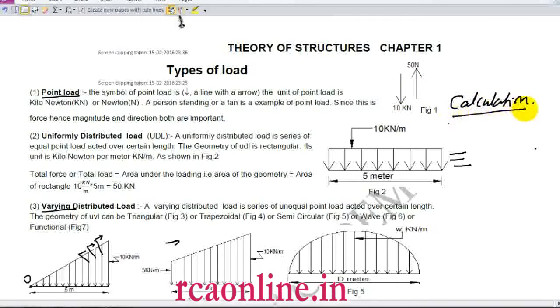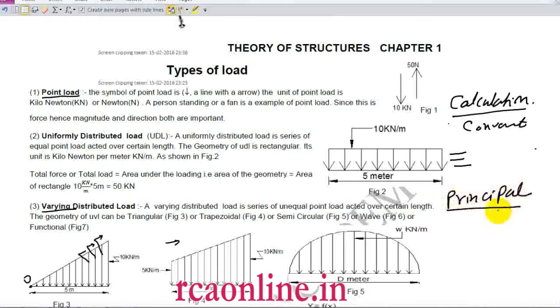For calculation, I will be requiring the loads converted. A point load is itself a point load, so there is no need to convert it, but convert the UDL to a point load. And what is the principle? The principle is very simple for how to convert it.